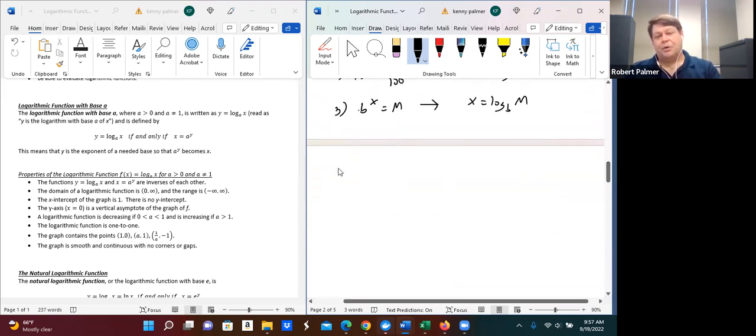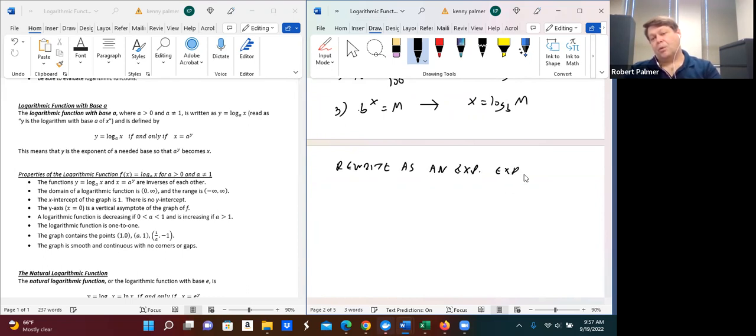So we want to rewrite this as an exponential expression. This time I want to go the other way. Let's take a look at a few of these. So number 1, let's say we have this.